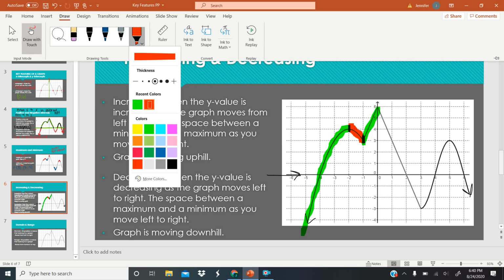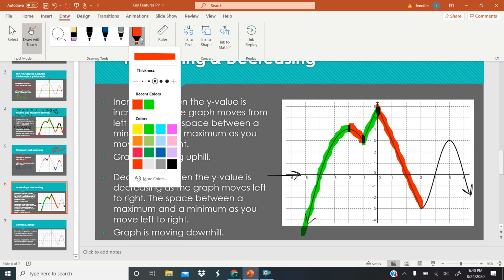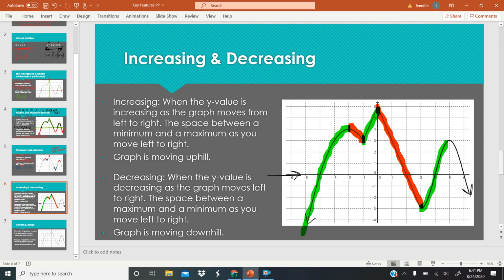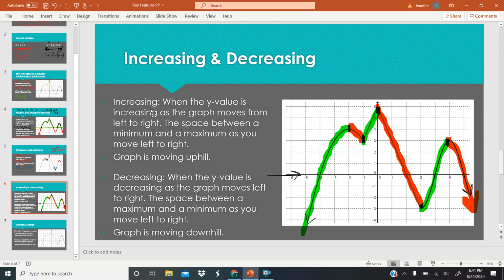So from 0, 6 right there, you go down until you get to that minimum at 3, -3. And then you turn around again and you turn back up and you're increasing from 3, -3 until you get up to that maximum at 5, 3. And then it turns around one more time and you're decreasing until you get all the way to positive infinity. So now I just need to write out those intervals.